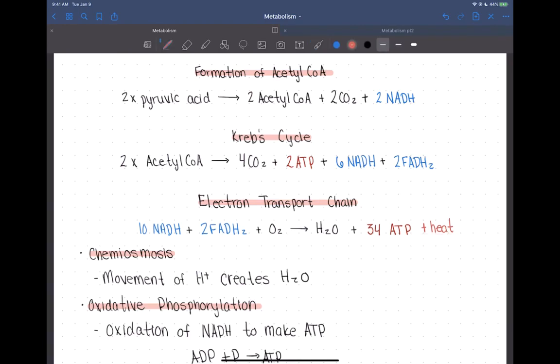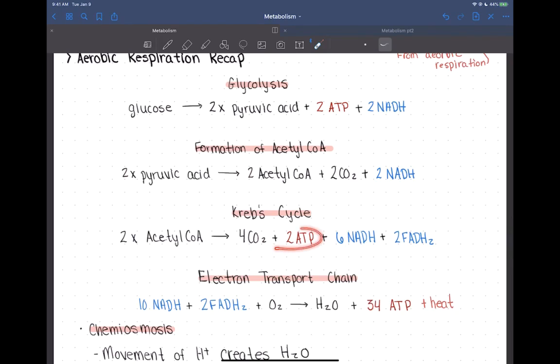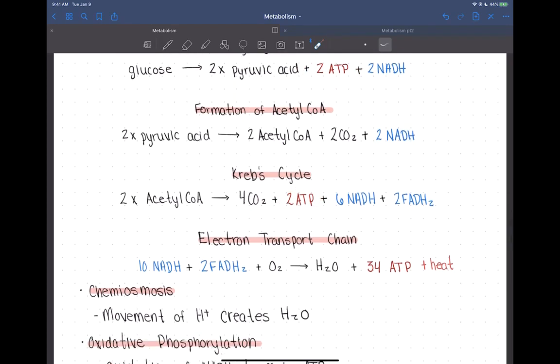Okay? And so then we can add that for our final total, that 34 ATP to the 4 that we made in the previous process to give us a total of 38. All right, so 38 ATP total.